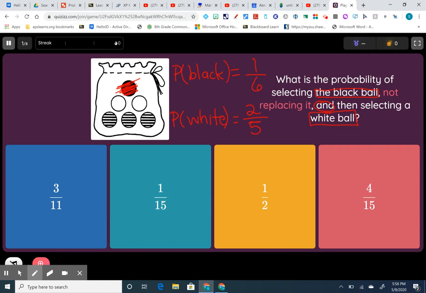So in order to get the probability that we get a black ball first and the white ball second, we will multiply these two probabilities. 1/6 times 2/5. That's 2 over 30. If you come down here, I don't see a 2 over 30. But if we simplify this fraction, 2 goes into itself once, 2 goes into 30 15 times. The answer is 1/15. So it's go time.